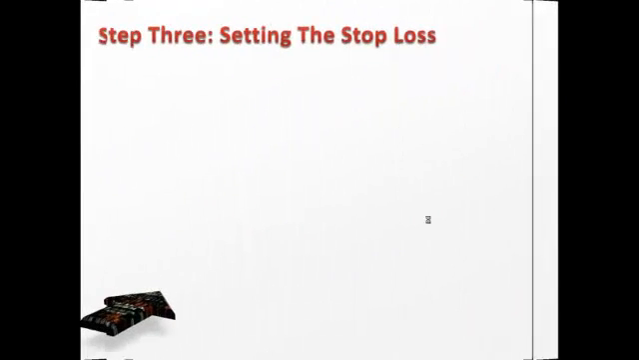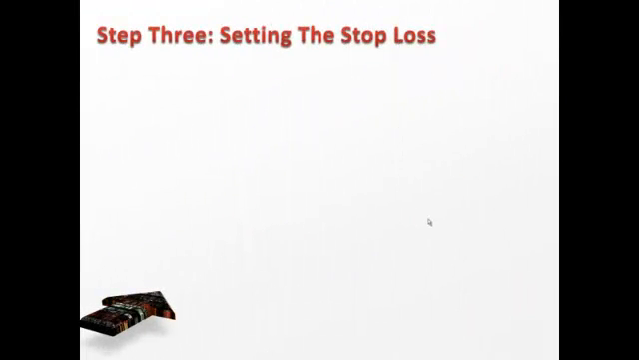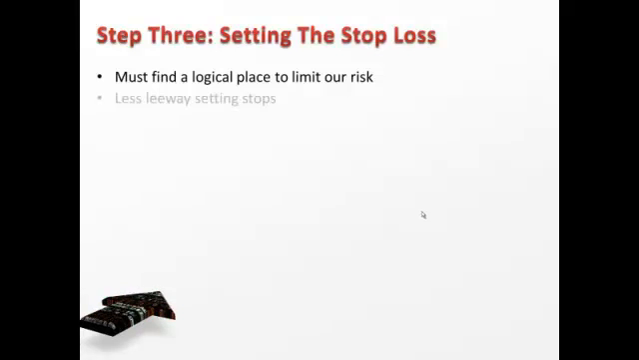Step number 3 is setting the stop loss point. And once we have entered into the trend using any one of our techniques, either one of the 8 that I've shown you or some of your own that you come up with, you need to establish a stop loss point, a point where we can basically say that we're wrong and it's time to get out of that trade with a loss. And we have to find a logical place to limit our risk. And there's a whole lot less leeway in setting stops because now you're in the market. You've got no choice. You have to get out.